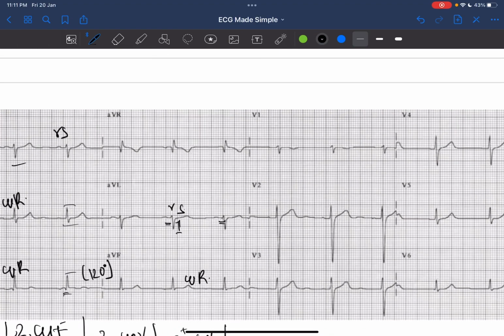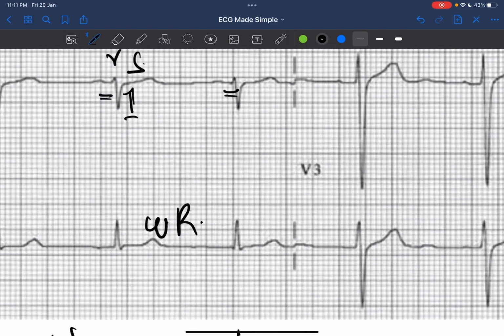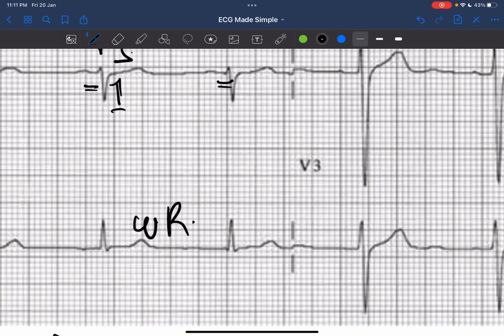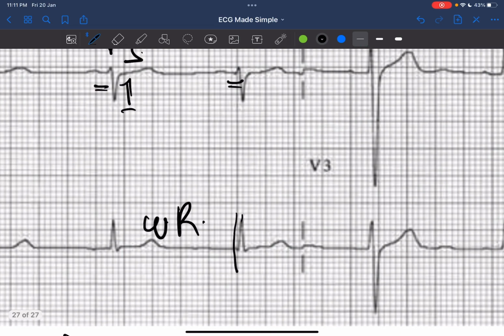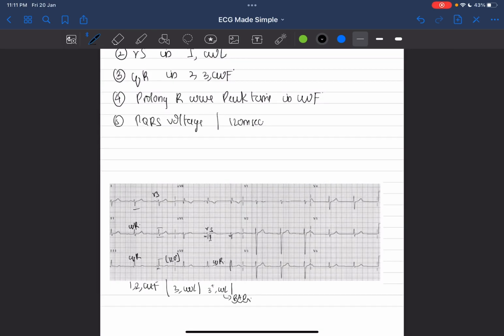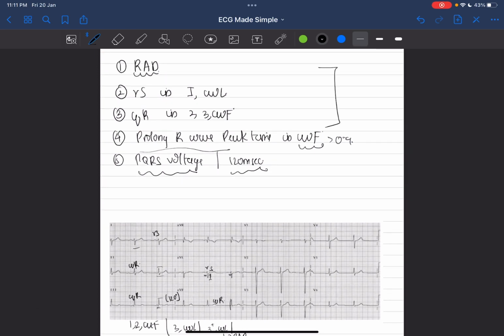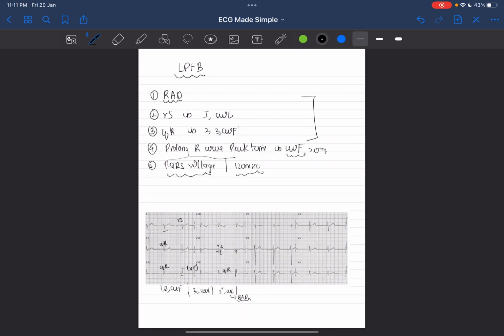Then look at AVF. Here the fourth criterion is not met, but you can see that the R wave peaking is a little slurred. Sometimes it can be prolonged to more than 40 milliseconds. The other things are the increase in the QRS voltage and QRS duration. These are additional criteria, and those three points are the main criteria. So this gives an example of left posterior fascicular block.